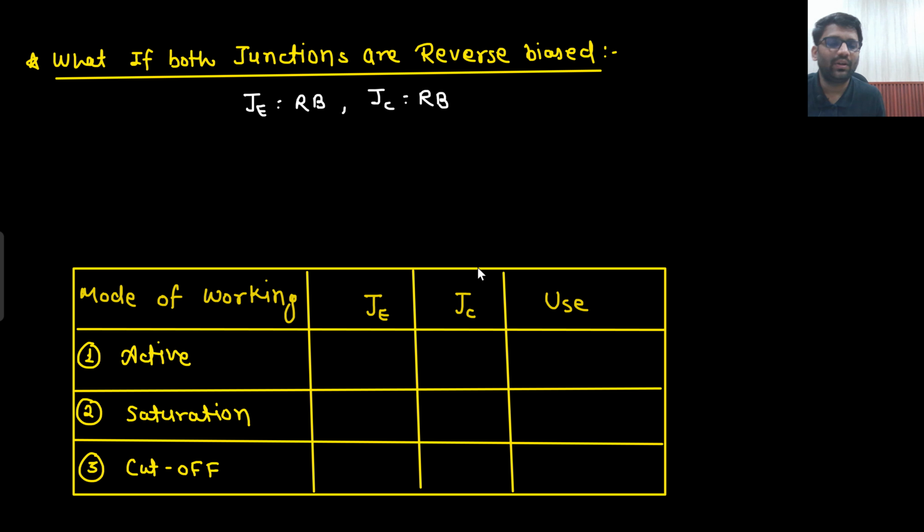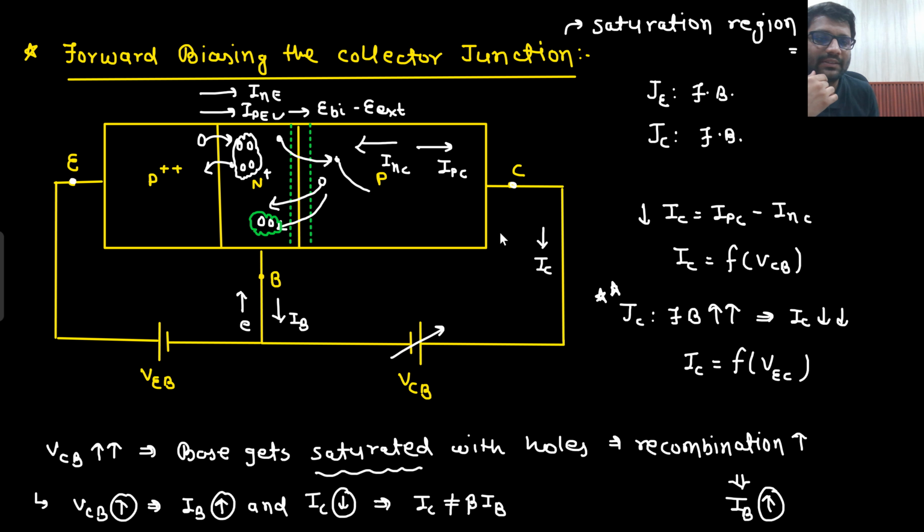Now there is something called cutoff region. What is the meaning of cutoff region? When both are reverse bias. This is also reverse bias, this is also reverse bias. When it was forward bias, what it was doing? It was injecting the holes and those holes were being collected, and because of that we were getting a good amount of current.